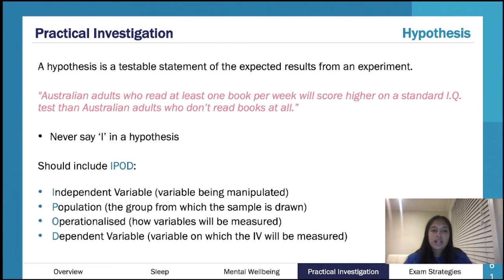So Australian adults who read at least one book per week will score higher on a standard IQ test than Australian adults who don't read at all. So the independent variable is the amount of books being read, and the population is Australian adults.